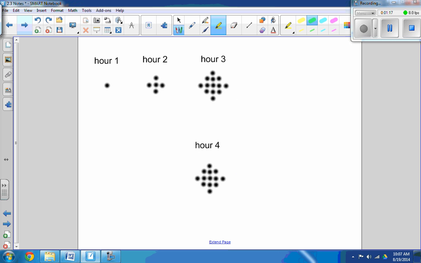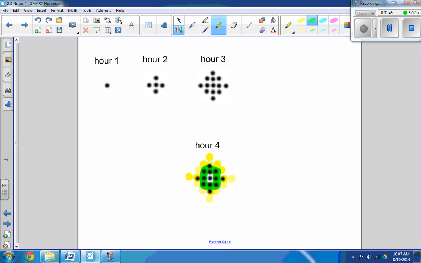So let's first see if we can determine what hour 4 will look like. So I'm going to start expanding it out. This dot, he can expand here, here, here. This dot, he can expand here, here, here. So you can see expanding out. Now, currently none of those dots could expand out because all the spaces that they could expand to are already taken.